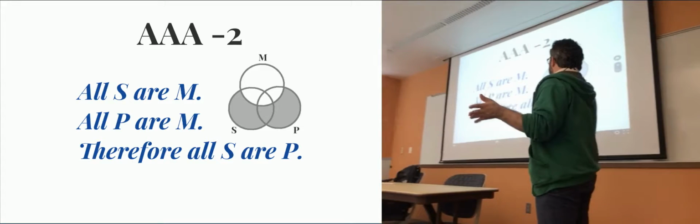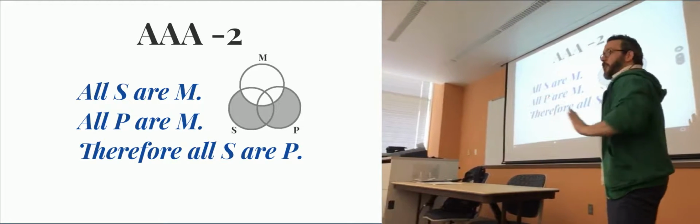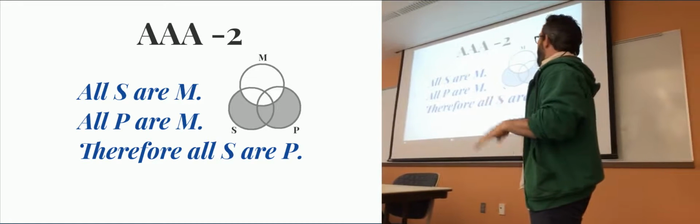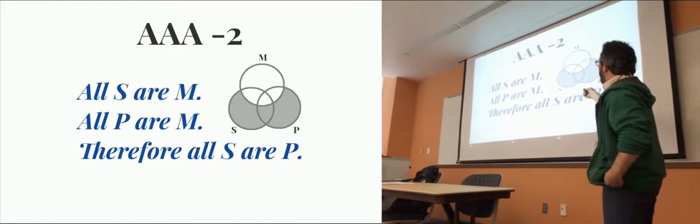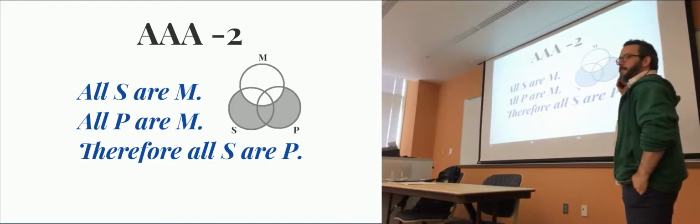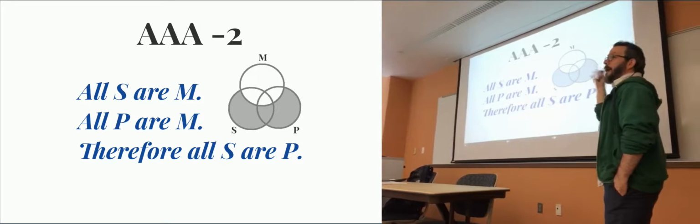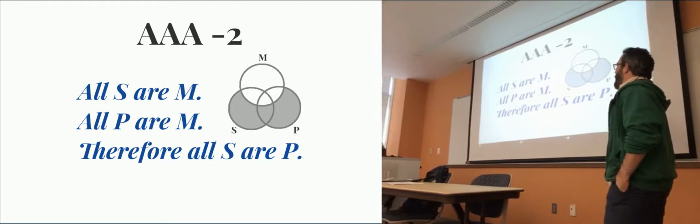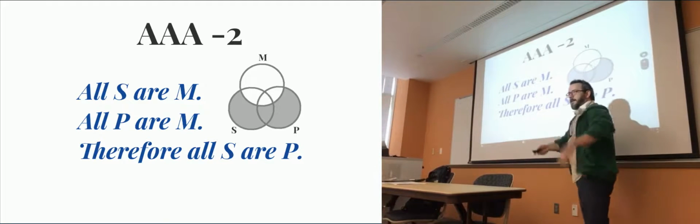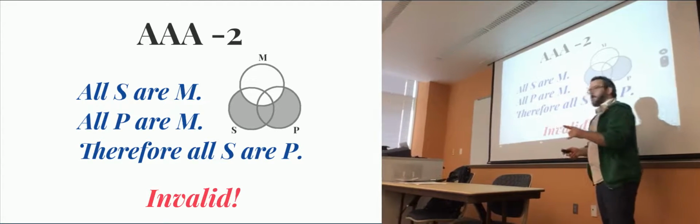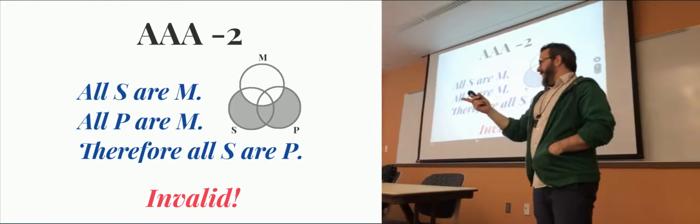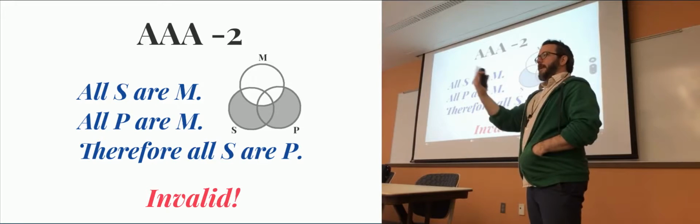What about my conclusion? All S are P. Is it already there? Nope. I still have some S's that are not P's and some S's that are P's. Or at least it's possible, right, that there are some S's that are not P's and some S's that are P's. So nope, I don't have it. Should be invalid. And I should be able to corroborate that on my chart. Can I? Yep, good.